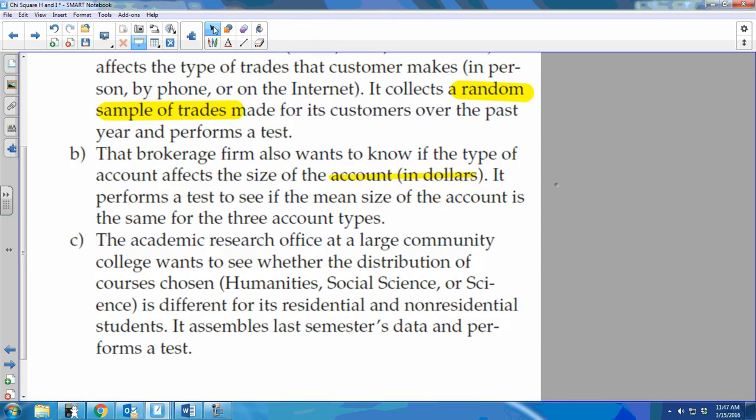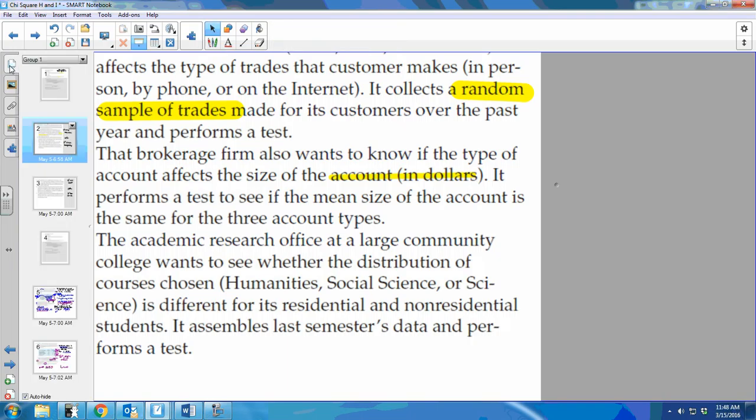All right, in C, the academic research office at a large community college wants to see whether the distribution of courses chosen, humanities, social studies, or science, is different for its residential and non-residential students. It assembles last semester's data and performs a test. This one is chi-square test for homogeneity, and it's because we're assuming they did a sample of residential and then non-residential students. This is all a little wishy-washy, but it also says it in the wording of the question. They want to know if the distribution is different for those two groups. Questions about these first three scenarios?